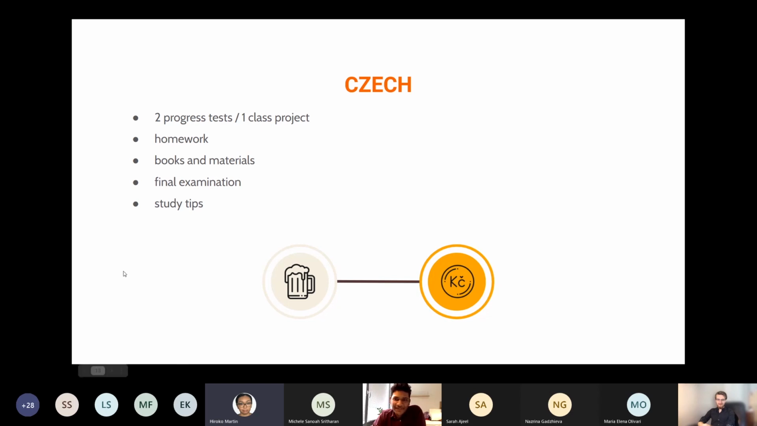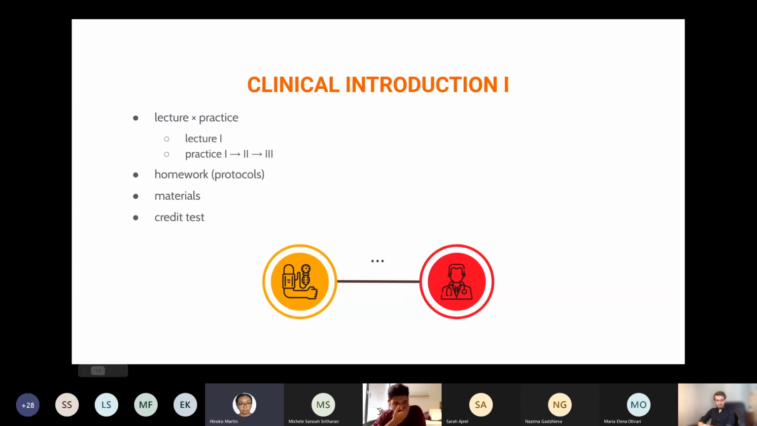Okay, and then of course just a little reminder here that if you don't pass Czech 4, you can't go into Czech 5. Okay. So next, Clinical Introduction 1. This is a new course for you guys. I would like to mention that this course kind of has a bit of a strange structure. It's actually divided into a lecture and a practice, but they have nothing to do with each other. And maybe I shouldn't say it this way, because technically everything that you learn in this course is supposed to be preparation for the clinical studies.